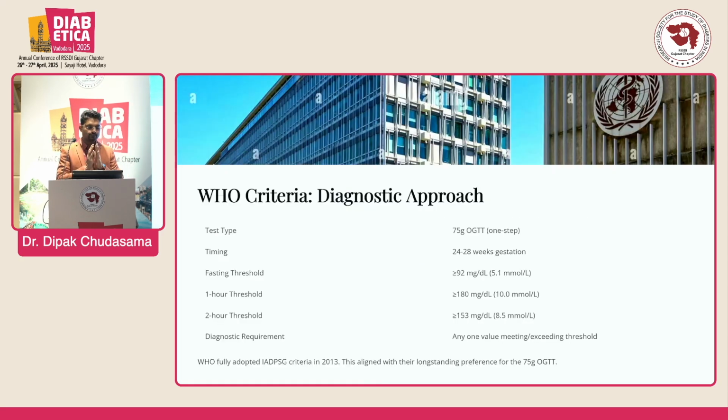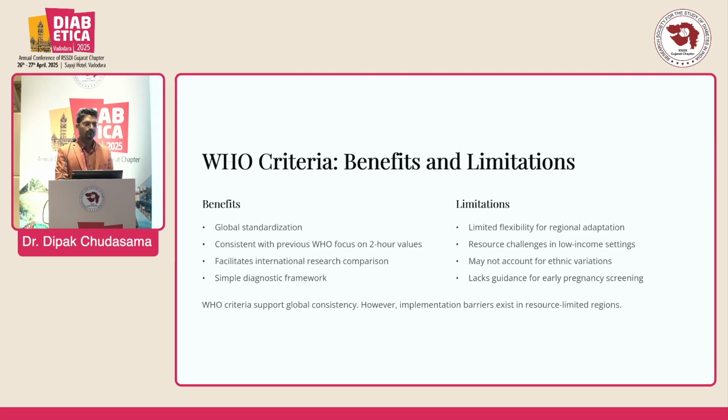WHO criteria, again 75 gram oral glucose tolerance test, one step, at 24 to 28 weeks of gestation. Fasting 92 or more, 1 hour 180, 2 hour 153. WHO fully adopted the IADPSG criteria in 2013. They aligned with that long-standing preference for the 75 gram oral glucose tolerance test, one-step criteria.